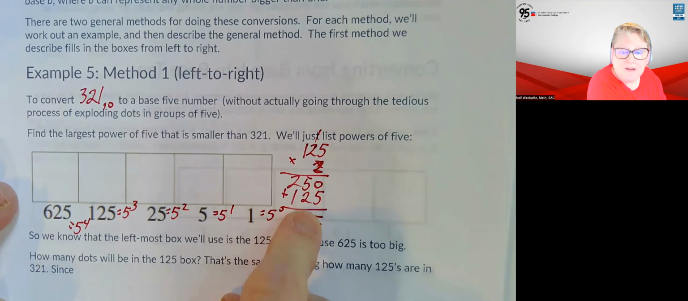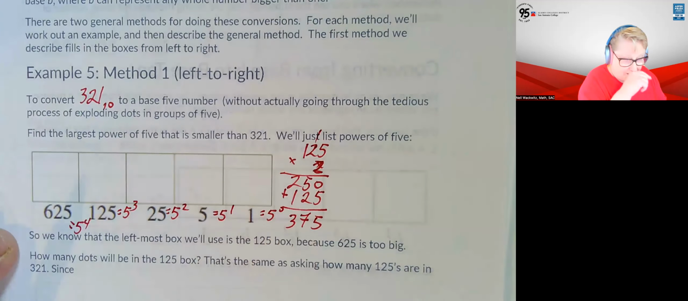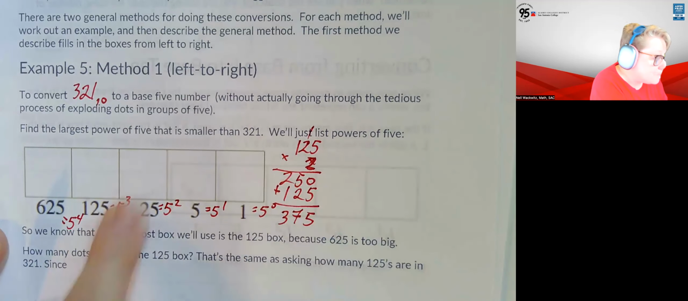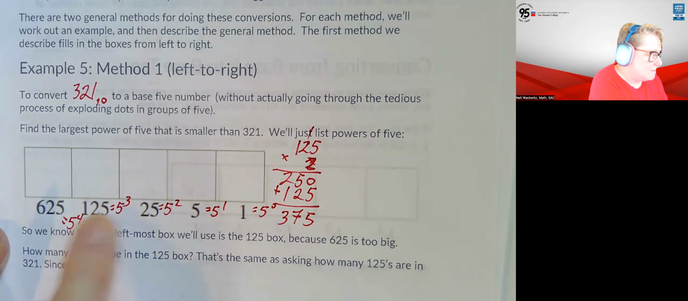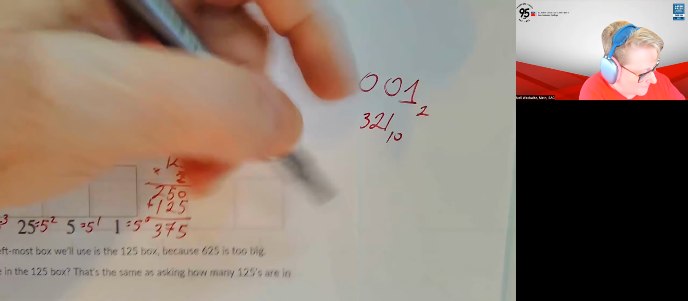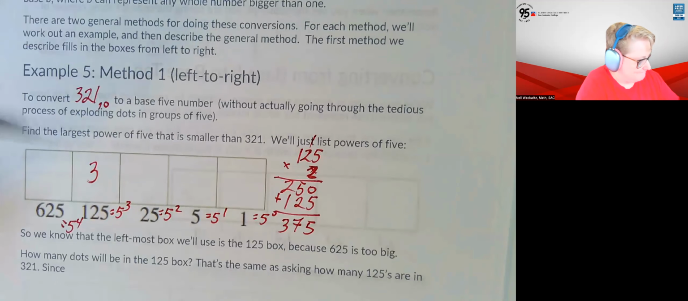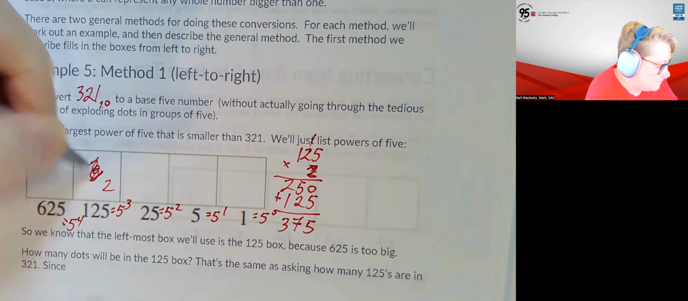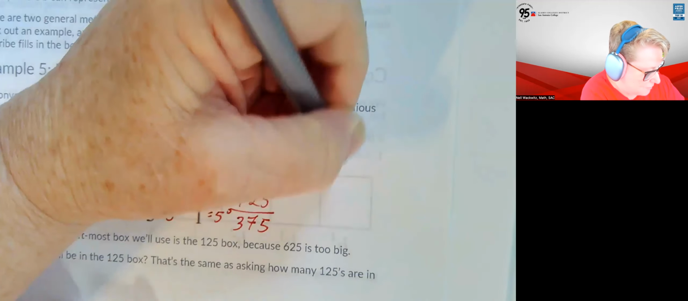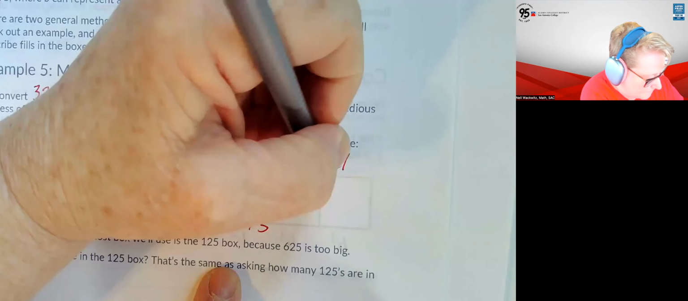$375 is 3 125s. We don't quite have that. We're bigger than 321 now. So we can fit 2 125s, or 2 base 5 to the third powers. So we've got 2 in the 5 to the third places. And let's see. So we've got 321 minus 250.